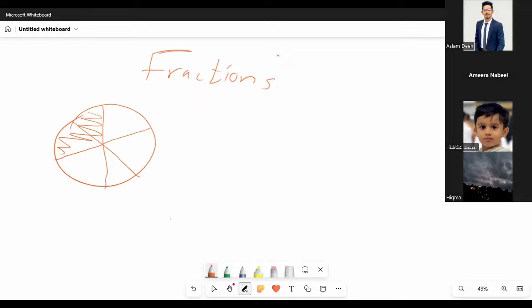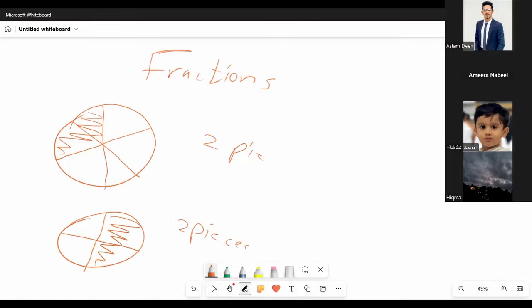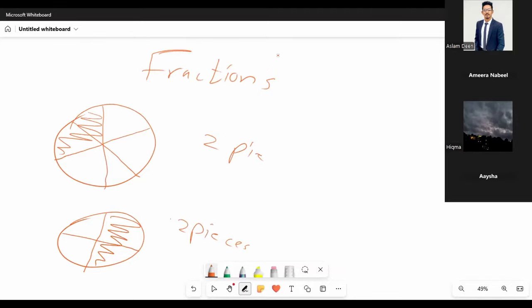If I say just 2 pieces, that doesn't make sense because we don't know how many pieces we have for the whole. For example, let's take the same size pizza, but this time we're going to cut it into 4 pieces, and you're going to take two of this. If I say you have taken 2 pieces, both would mean the same, which is incorrect.